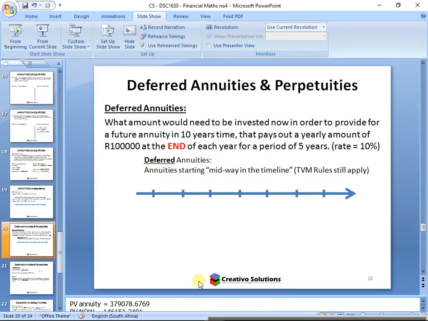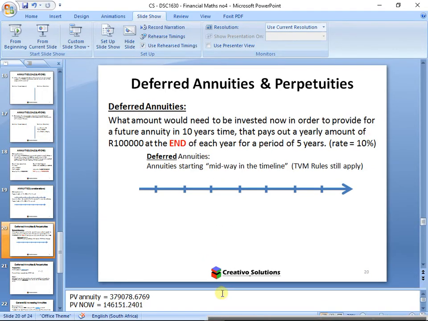First give me the present value of the annuity. Work that out quickly. What is the present value of the annuity? Correct, 379,078. Good, there you go. You've already got one answer. Now you have that future value for the current amount of capital you need to save up.